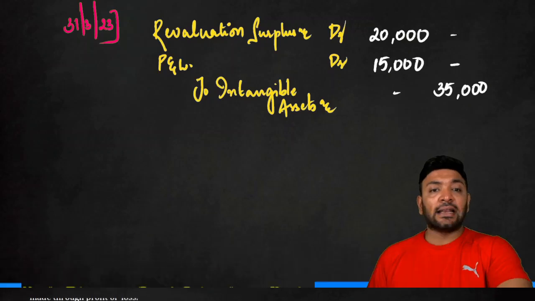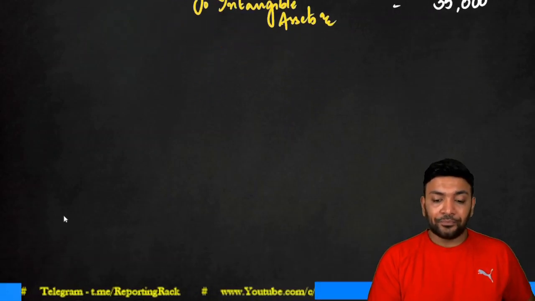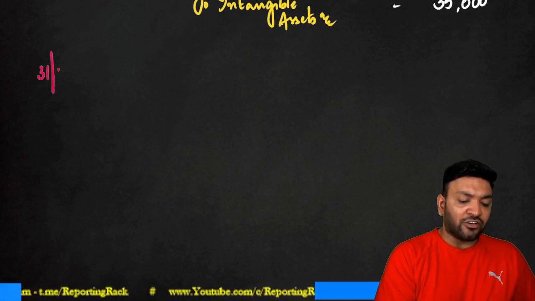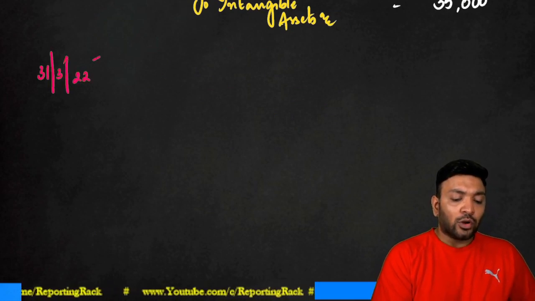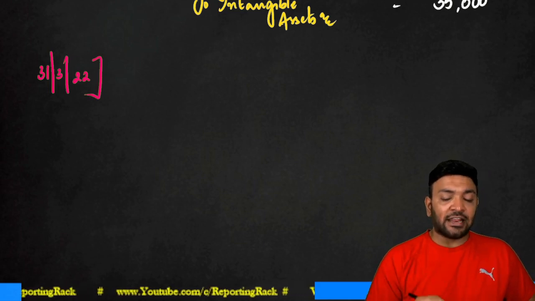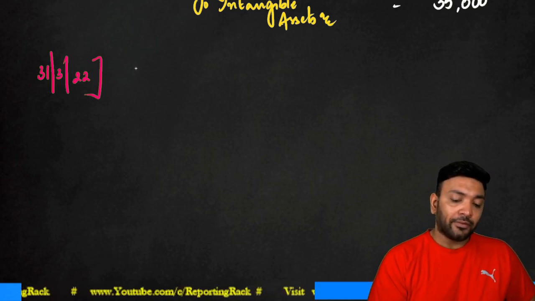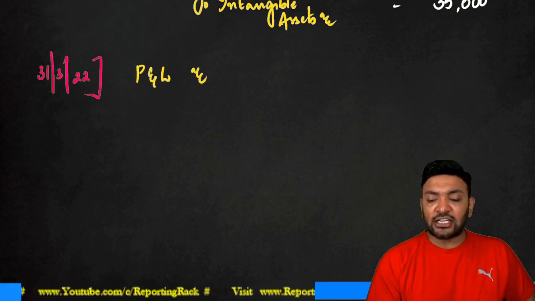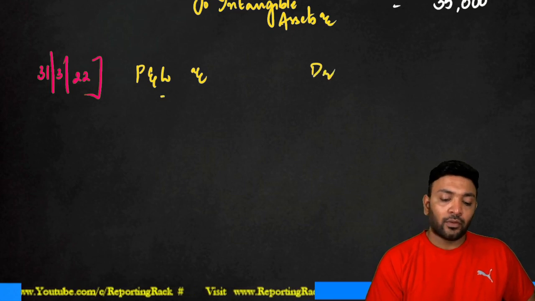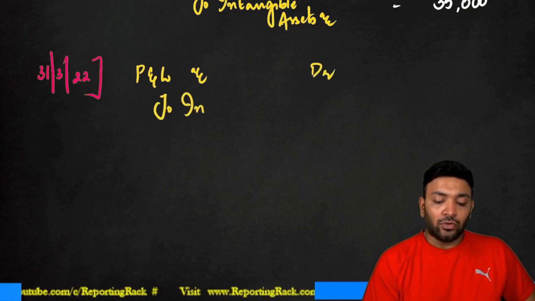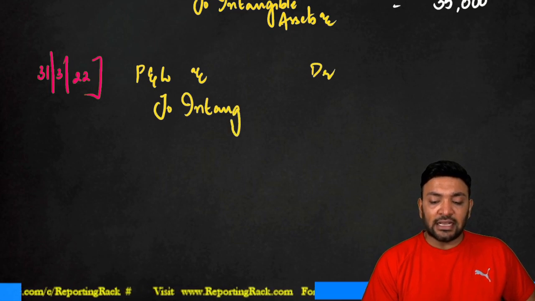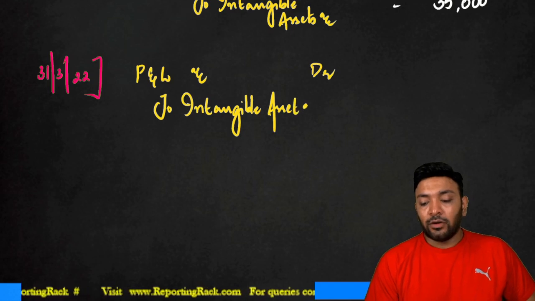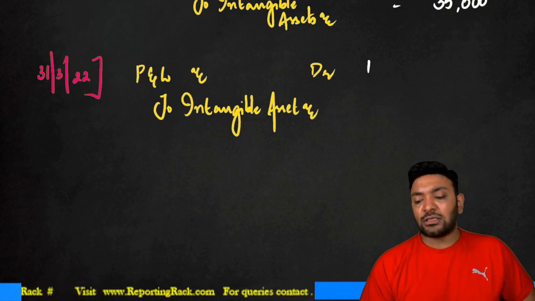Come back to recording the entries in the books of Saturn. March 22. First, downward revaluation by 15,000. Charge it off to P&L. Initial downward revaluation debited to P&L, to intangible asset. Downward revaluation 15,000. Charge off to P&L.